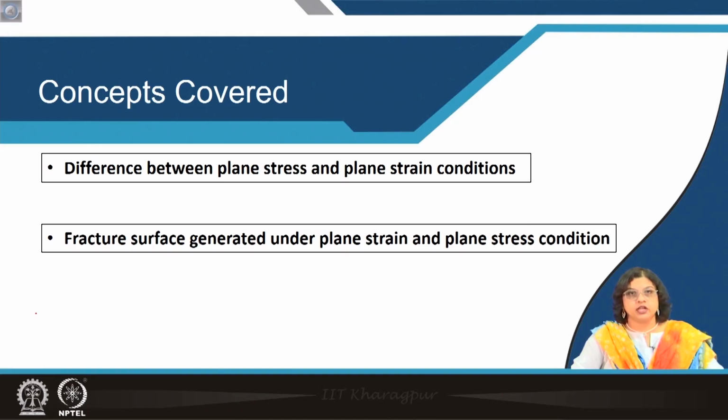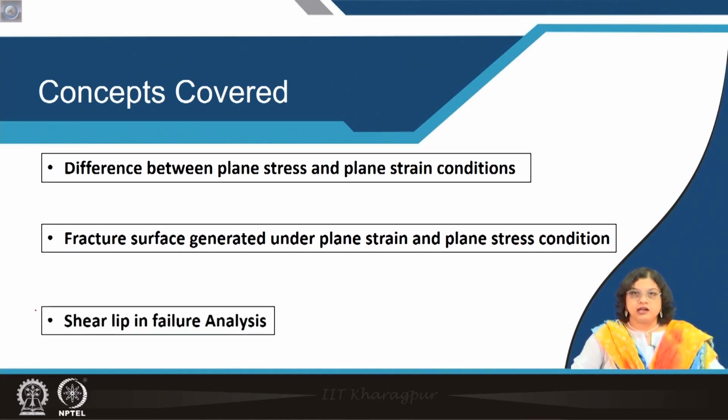And next we will be talking about the fracture surfaces that are generated, and based on which how we can distinguish between the fracture that has happened in the plane strain condition or plane stress condition. That will lead us to understand the importance of these two different conditions in failure analysis and how the formation of shear lip can be used to determine the failure condition and the failure analysis of an already failed component.